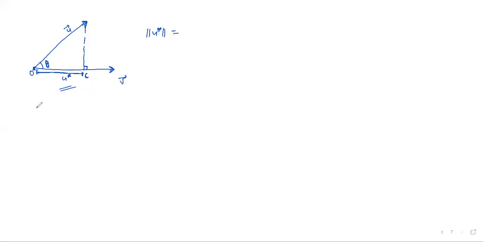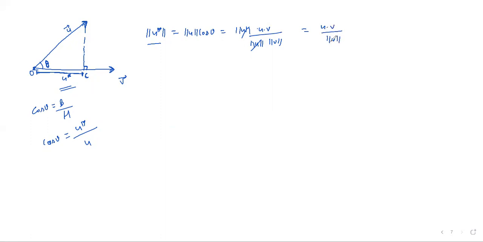Now if I apply cos theta, which equals base upon hypotenuse, what is our base? Our base is u star and our hypotenuse is u. So the length of u star became u cos theta. And what is the formula for cos theta? The formula for cos theta is u dot v upon norm of u and norm of v. This will cancel, and the magnitude of the new vector u star became u dot v upon norm of v.